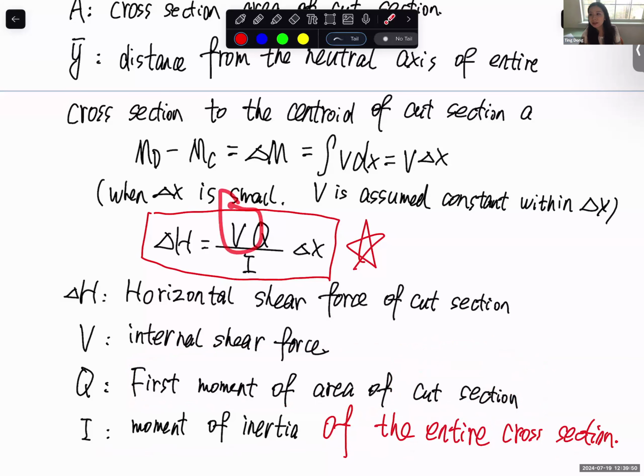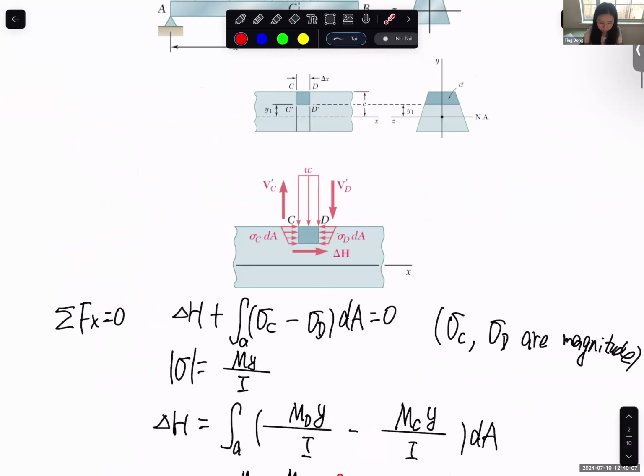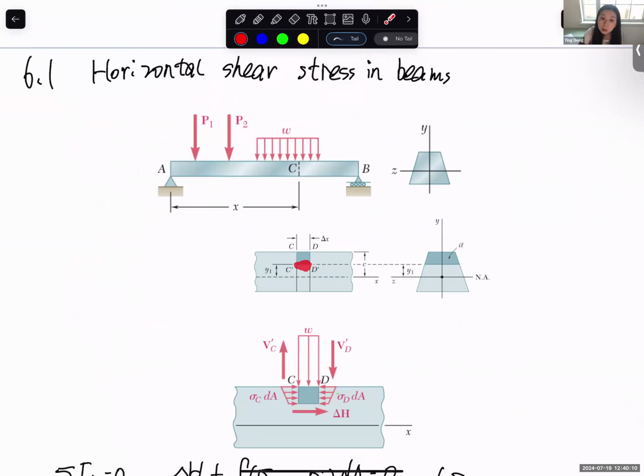V is the internal shear force. We learned how to calculate internal shear force, how to find the bending moment diagram and shear force diagram throughout the beam for different externally applied forces. So this part we already solved in the previous chapter. Delta X is purely this dimension. Let's say for this paper, if I do bending, delta X is in this direction. Of course, I can make delta X bigger or smaller.